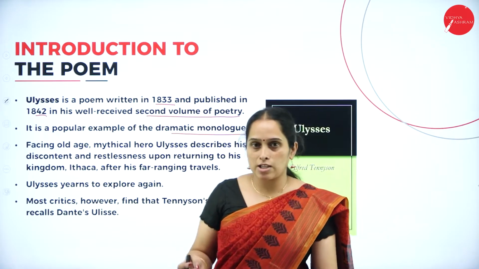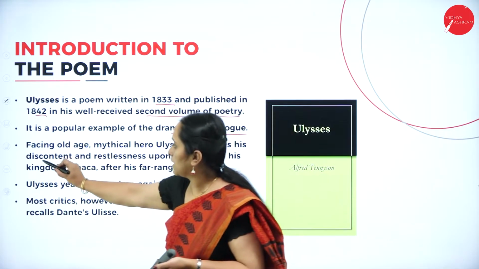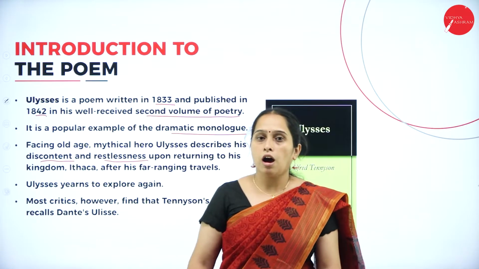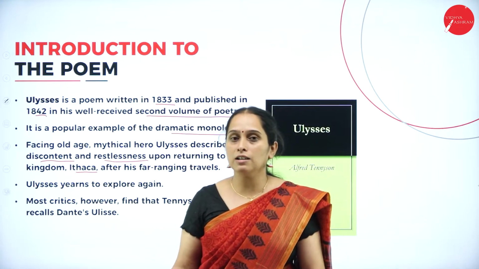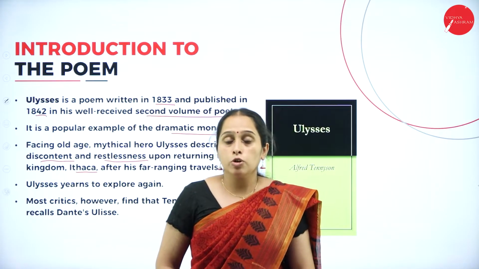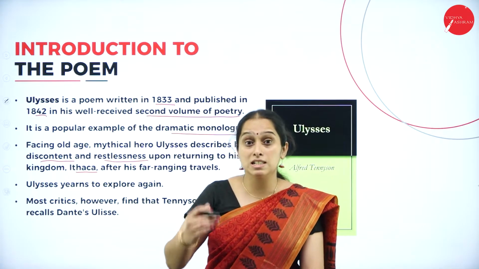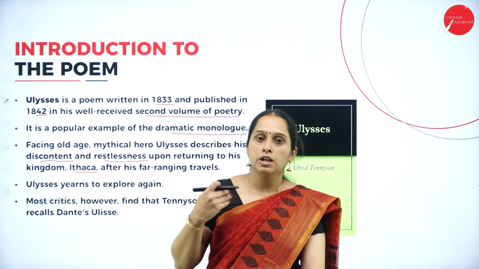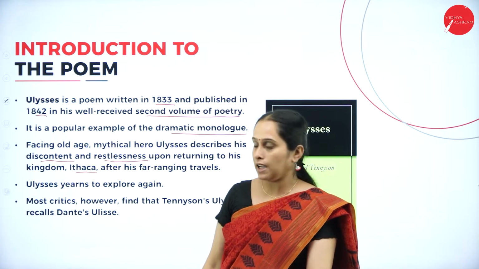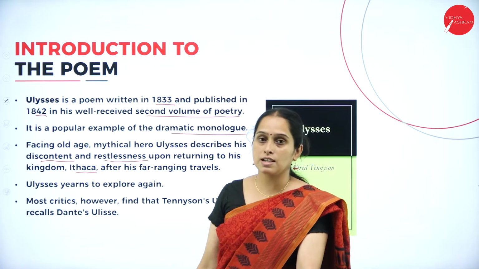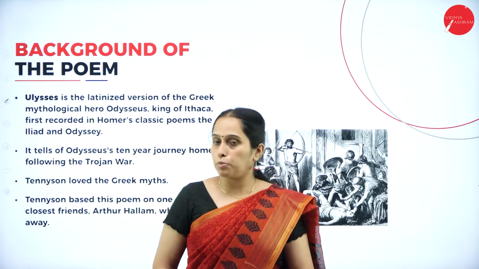Facing old age, the mythical hero Ulysses describes his discontent and restlessness upon returning to his kingdom, that is Ithaca, after his far-ranging travel. Despite his union with his family members, he is not happy with that. He yearns to explore more. He wanted to go out for another journey. Most critics, however, find that Tennyson's Ulysses recalls Dante's Ulysses. Next, let's see into the background of the poem.